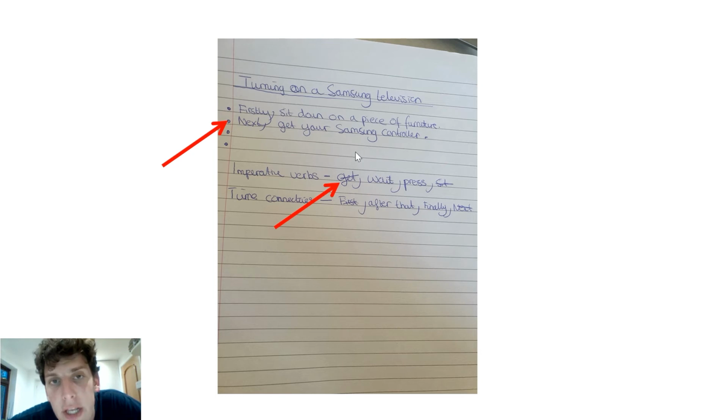To make sure I knew that in every sentence I'd used a time connective and an imperative verb, I crossed them off. If we start with the first one, when I wrote the word firstly, I was like, right, I've done my time connective, I'm going to cross it off. Sit was my imperative verb, so once I knew I'd used that, great, I'm going to cross it off. Next was my time connective, so, good, I've got that, I'm going to cross it off. And get was my next imperative verb, so I crossed that off, and I did that for all of them.